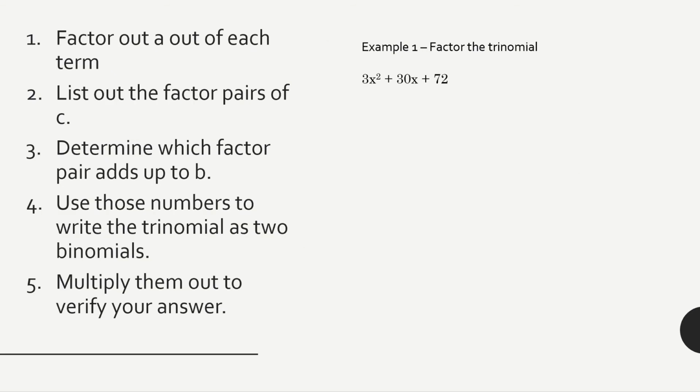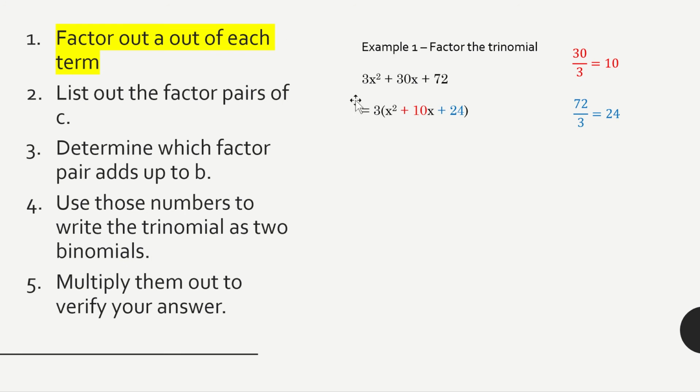Example 1 right here. With the 5 steps on the left-hand side, we're going to factor this trinomial: 3x squared plus 30x plus 72. So notice that the coefficient of x squared is not 1, it's 3 in this case. So that's going to be the new thing today. First thing is we have to factor out a, the coefficient of x squared, out of each term. So in this case, a is 3.